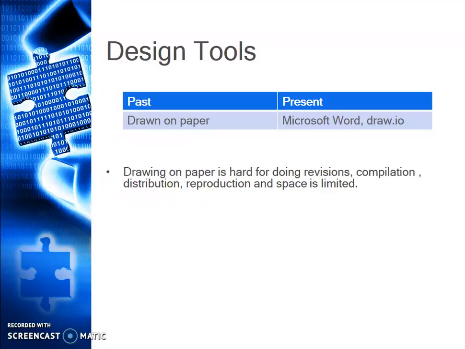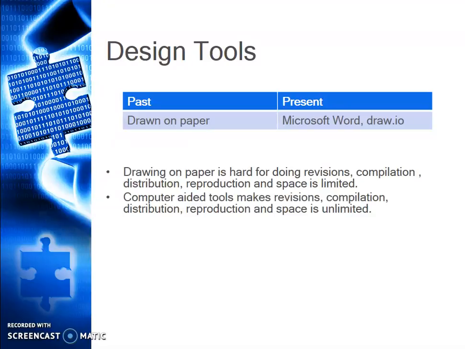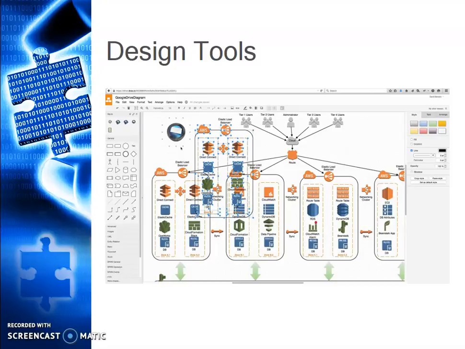How can you do that? Now, using computer-aided tools, this makes revision, compilation, distribution, and reproduction easy, and the space is unlimited. One example of those tools is this. This is Draw.io. As you can see on the left side, it has different shapes and arrows which could signify an element or an object in a design.